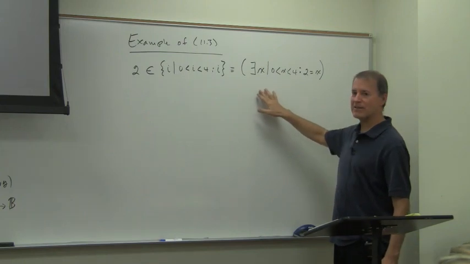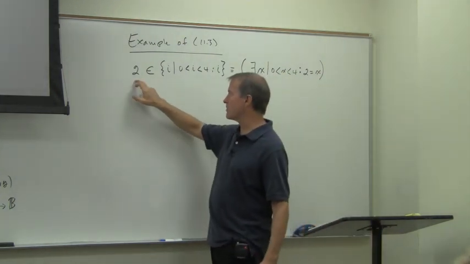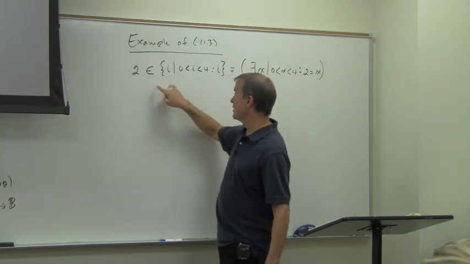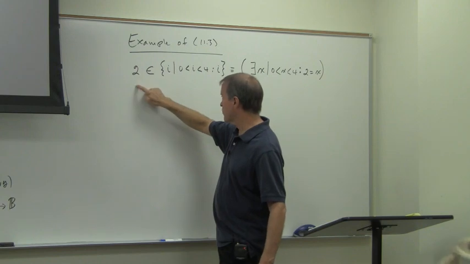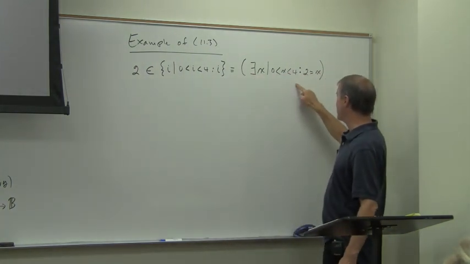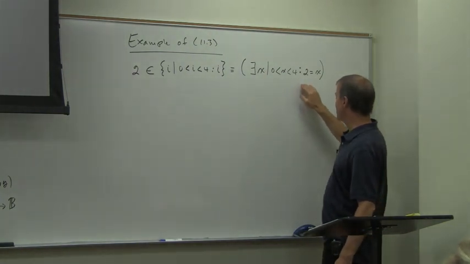Now, does everybody understand what this means then? This is the meaning. This is what it means for 2 to be an element of this set. And this is set comprehension, right? Okay, so for 2 to be an element of this set, what it means is there exists an X, 0 less than X less than 4, 2 equals X. Or we could have said there exists an I, 0 less than I less than 4, 2 equals I.